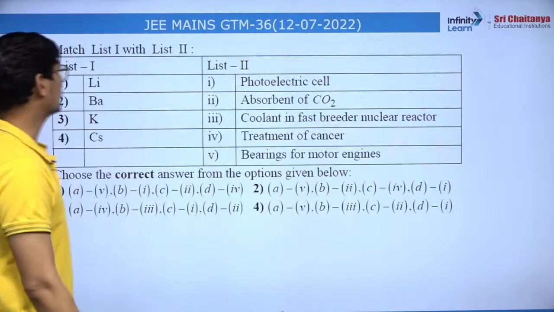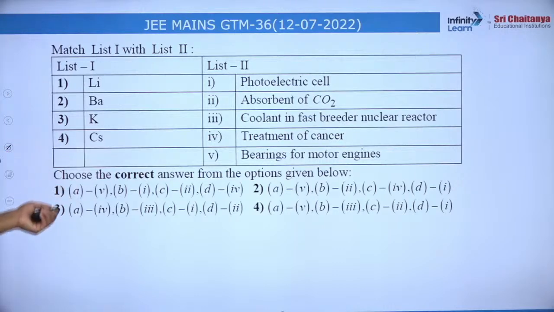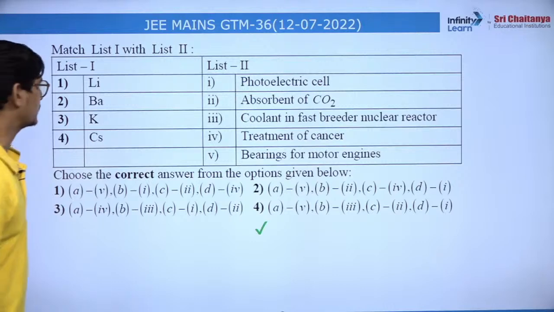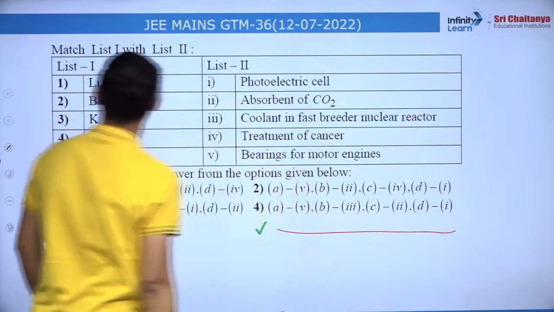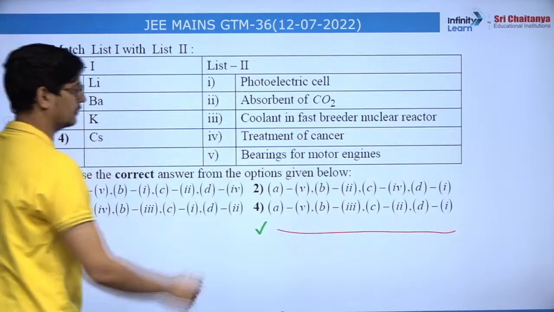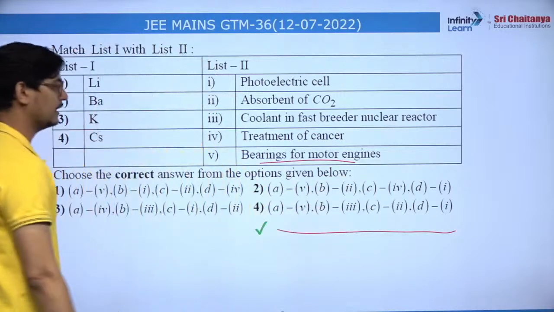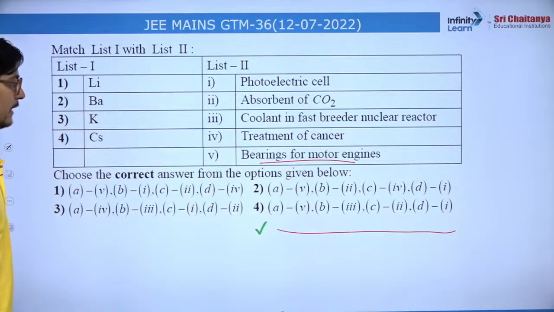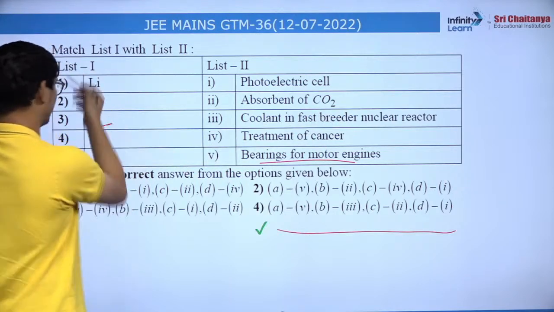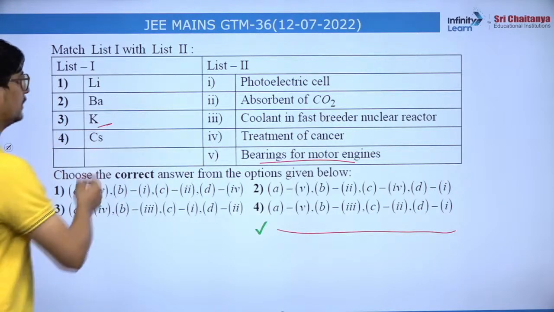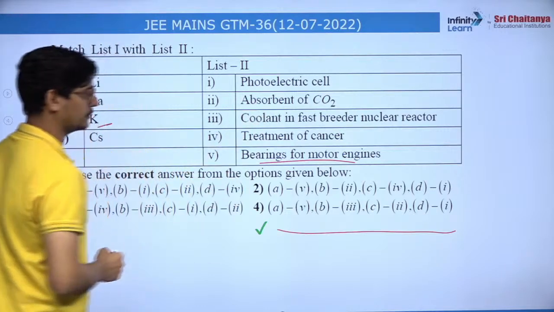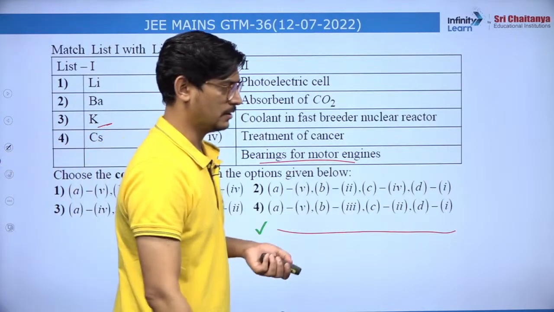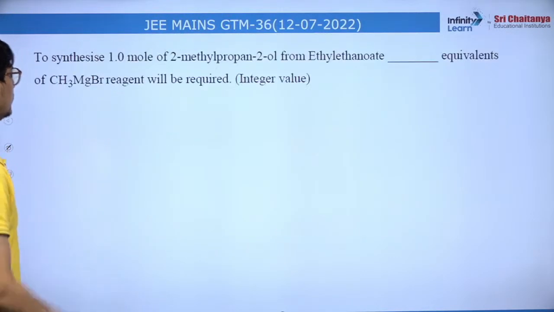Alright. Then you have to match the list. Again, it's theory based, right? There are applications of the S block elements. You can check. Lithium as an alloy is used in the ball bearings for motor engines. B matches with third, right? Coolant in fast breeder reactors, and then C matches with second. They have not written it like ABCD, but okay. Potassium is used as an absorbent of CO2 and D matches with first. C is in, of course, photoelectric cells because of its lowest work function, right? So this is the correct answer.